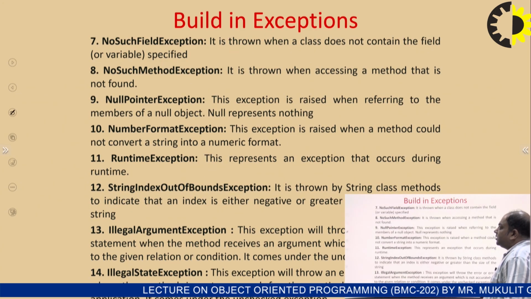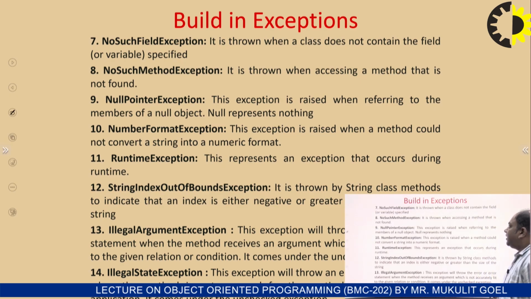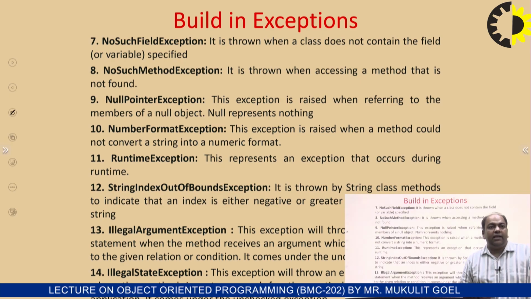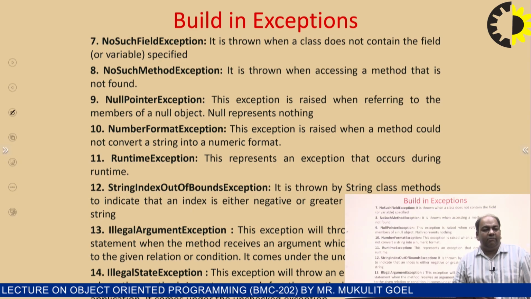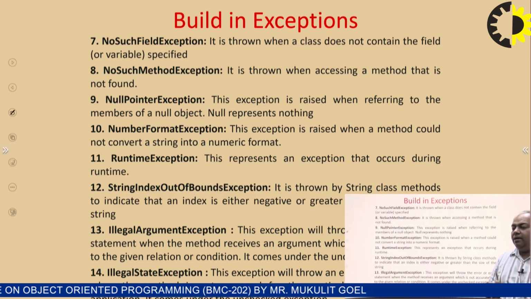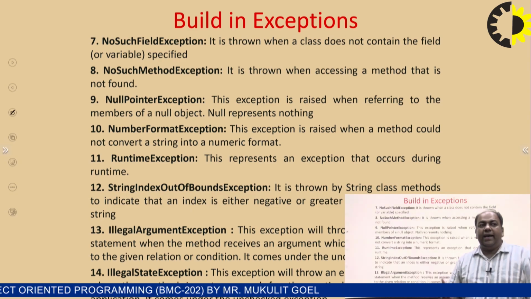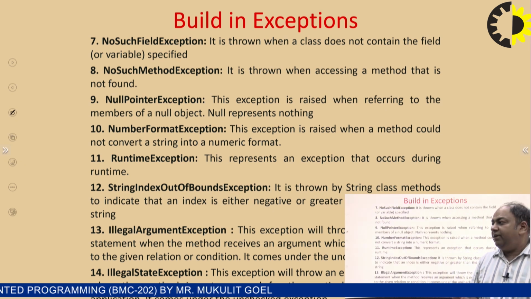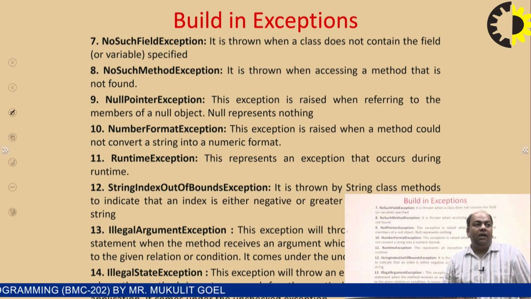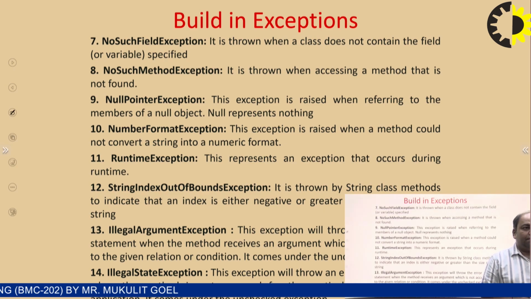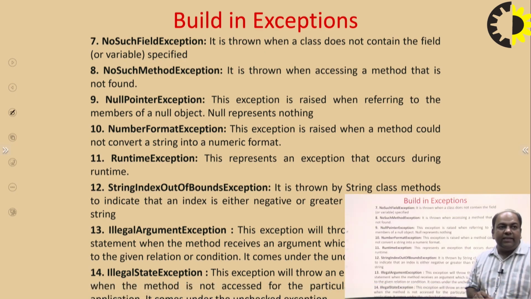Next is no such field exception. It is thrown when a class does not contain the field or variable specified. Like for int x, we have given an output for x, but we have not defined or initialized the value of x. No such method exception is raised when the accessed method is not found. Null pointer exception is raised when referring to a member of a null object.